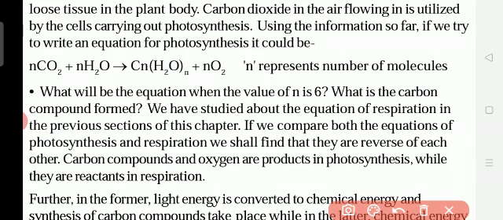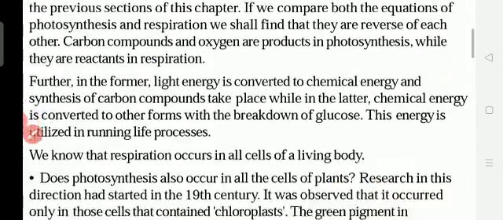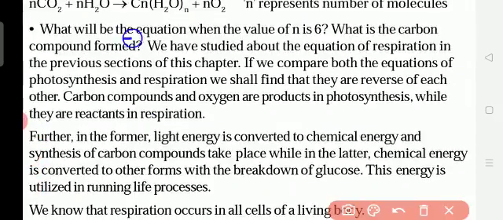Okay. So N means we can keep the number. CO2 carbon dioxide, H2O water, and C means carbon, N means number. We have to give some number here. How much number we are using in the reactant, that much product only we get here. And H2O plus, this number N represents the number of molecules. So we will see clearly. What will be the equation when the value of N is 6? What is the carbon compound formed?